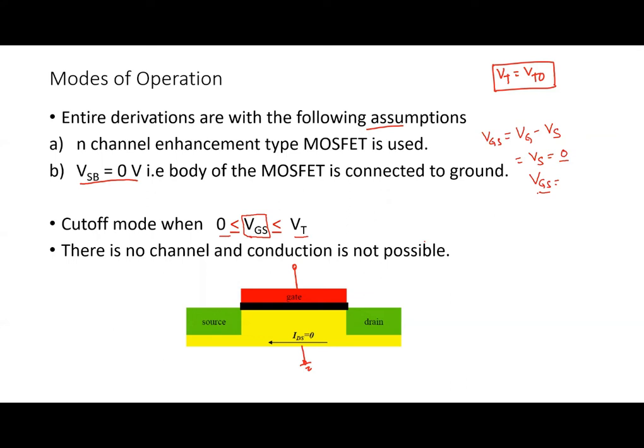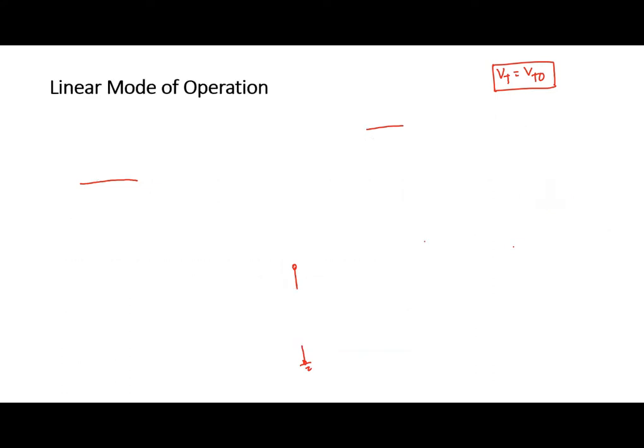When you operate the device in cutoff mode, there is no channel, and because there is no channel, there is no conduction. This is the case for long channel devices. When they are short, there are phenomena called drain induced barrier lowering and other aspects that we are going to discuss in a separate class. As of now, cutoff mode is covered.